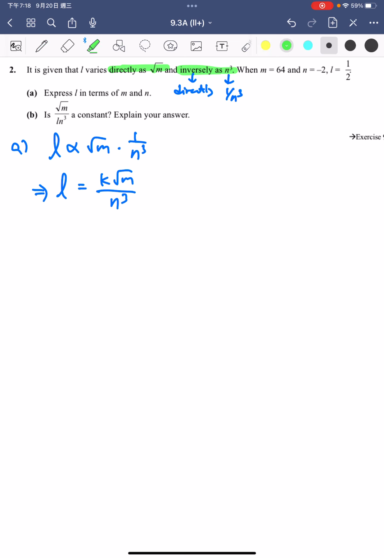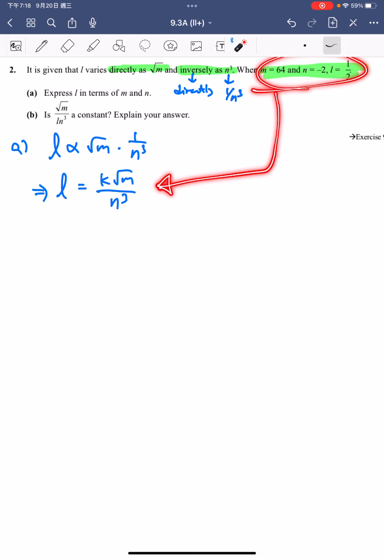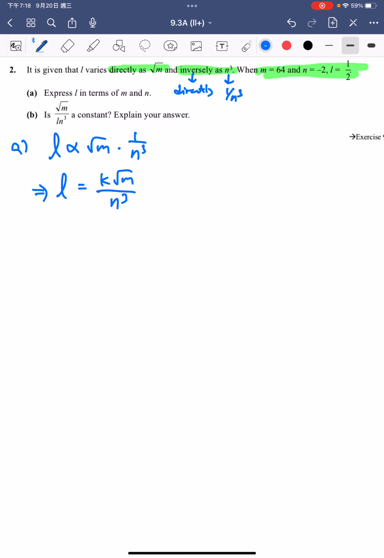As the condition says that m is equal to 64 and n is negative 2, L taking the half, then we can just substitute all these three values back into our equation. Then we have the L value, the m value, and the n value, so that we can find out the value of k. So after substituting, L is equal to a half, which is equal to k, square root of 64, which is the m value 64, divided by negative 2 cubed.